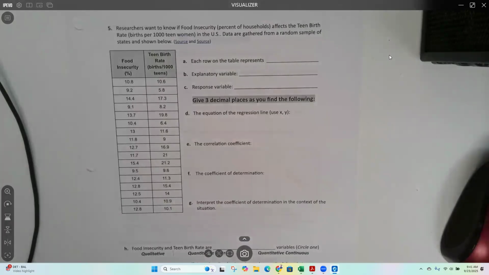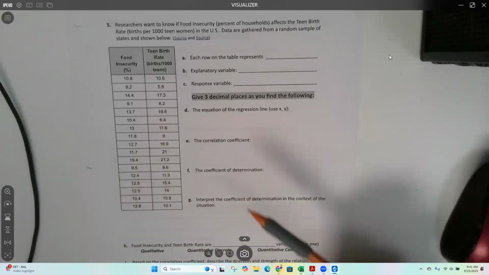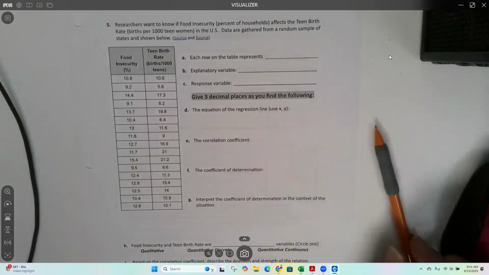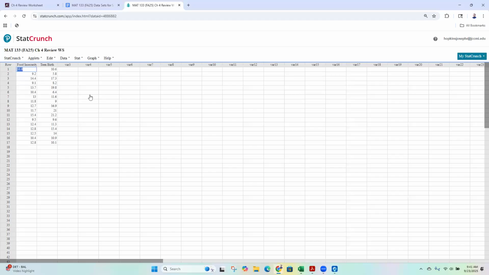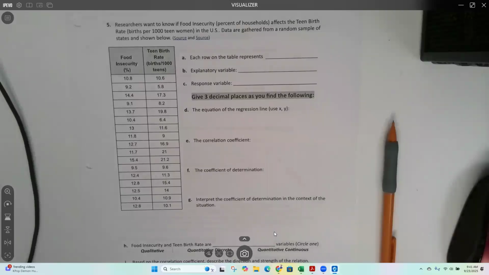Researchers want to know if food insecurity affects the teen birth rate in the US. So we gathered a random sample of states shown below. Okay. So these numbers here, we're going to be calculating a linear regression based on least squares. And we're going to be doing that using StatCrunch. So you can see that those numbers on page 366, they're all here in StatCrunch. So we're going to be using StatCrunch to do all that for us, okay?